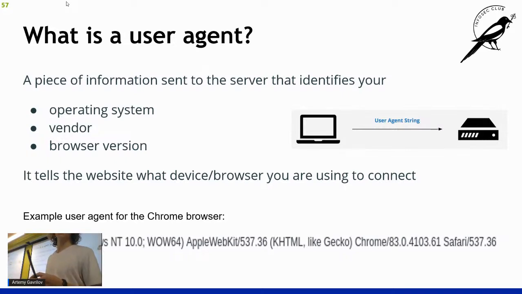It'll tell you if you're on Windows or not. A vendor, which I still am not fully sure what a vendor is, honestly, but it has the vendor. And then it has your browser version, like Mozilla, Firefox, whatever. And it tells the website what device you're using. For example, if you're on a phone, it'll tell the website that you're on a phone so that the website knows to show you a phone website and not a computer website.